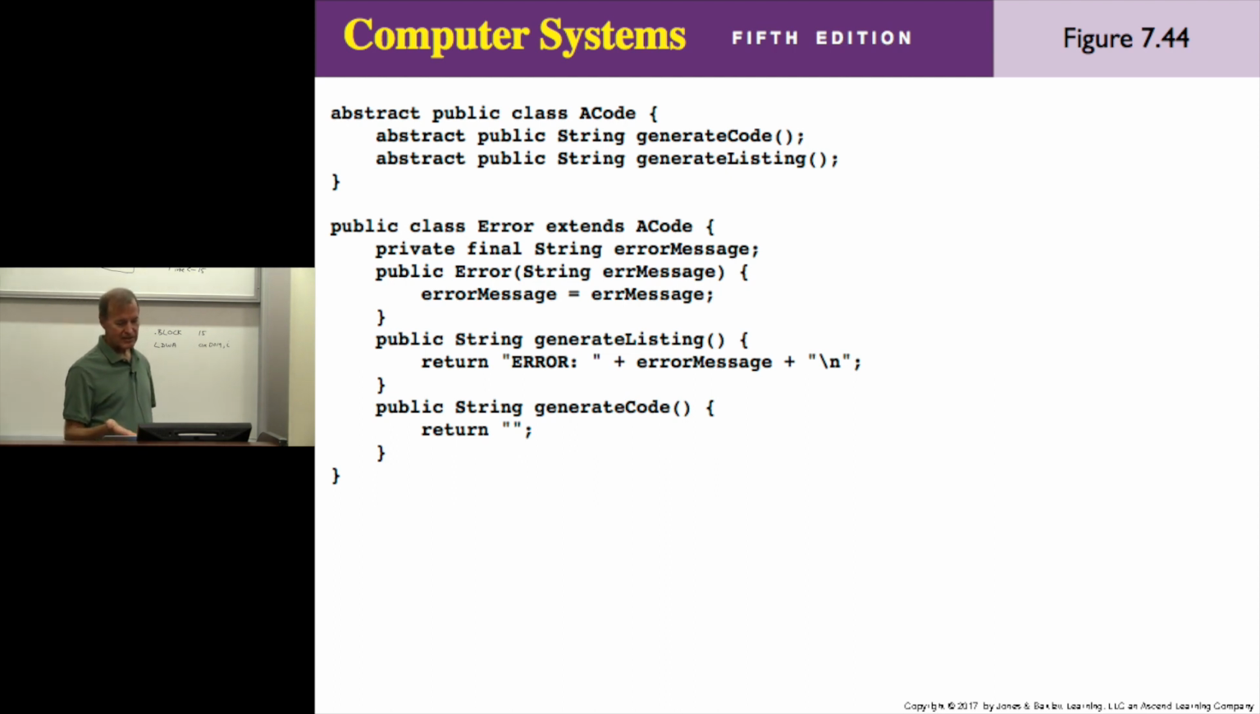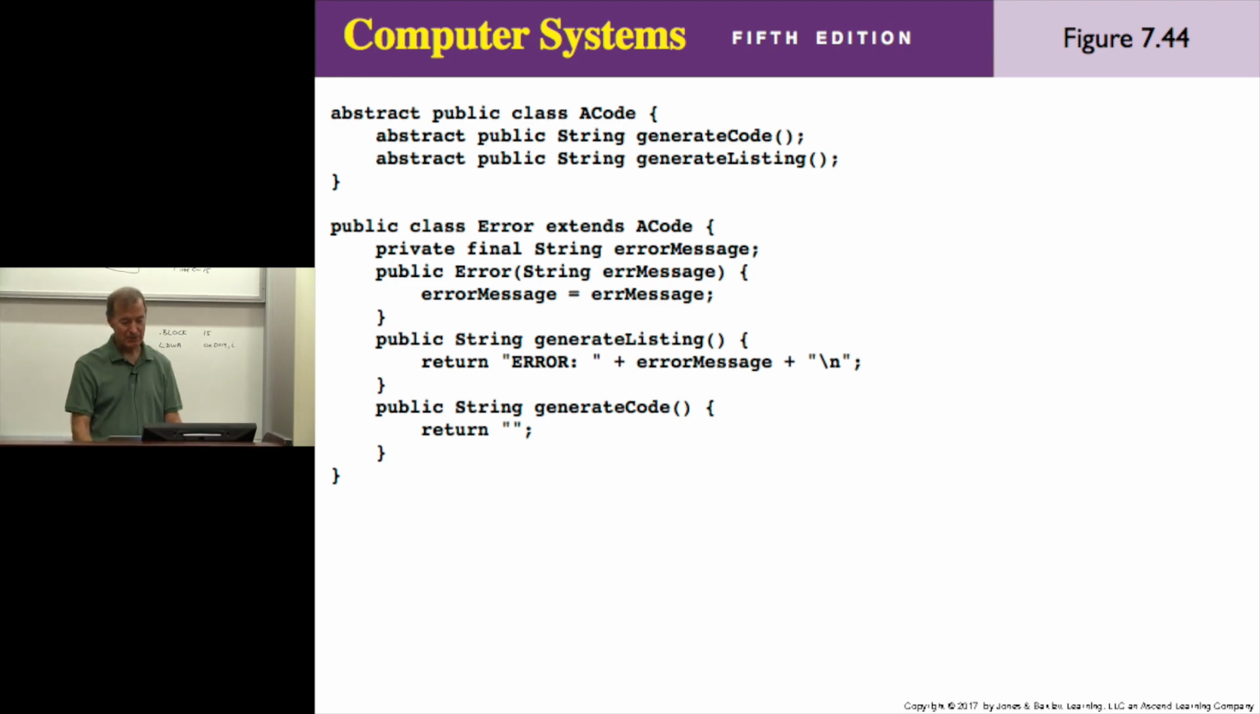So let's take a look at class error extends a code, and we have a private final string error message. So an error code has a string that is the error message that gets printed out. And then public error, that is the constructor. Like all constructors, the attribute gets the parameter that was passed. Now look at what its generate listing does. Return what? Yeah, the error, all caps, concatenated with the error message, concatenated with what? A new line character.